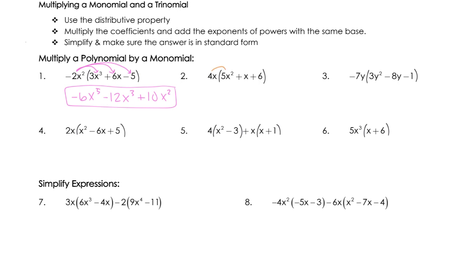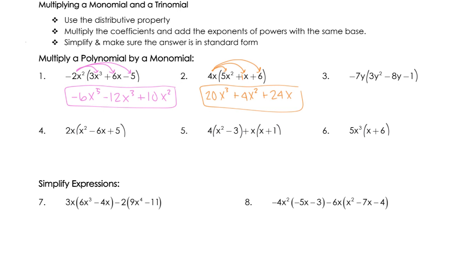So then on number 2, we have 4 times 5 would give us 20. X times x squared would give us x to the third. And then 4 times x would give us plus 4x squared, because remember this technically has a 1 for a coefficient, so 4 times 1 is 4, and then x times x would give us x squared. And then we have 4x times 6, so that would give us plus 24x. And again, it is in standard form, so we're good to go on that one.